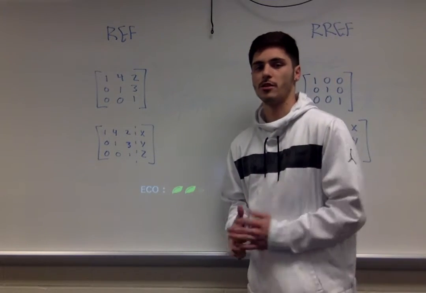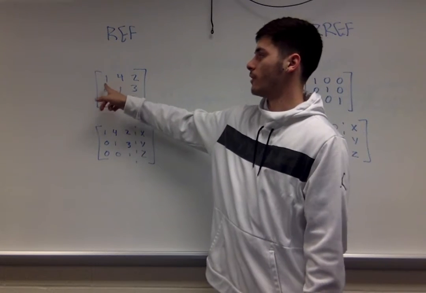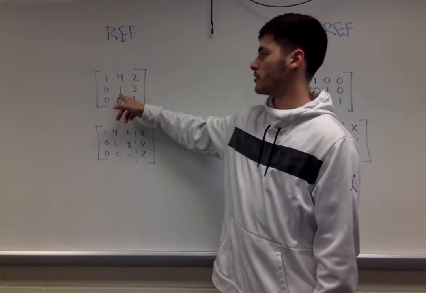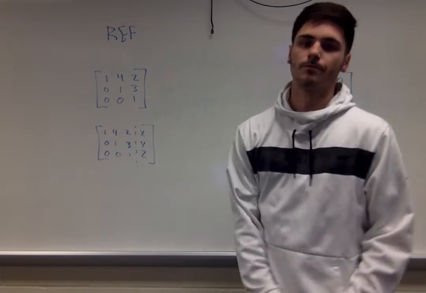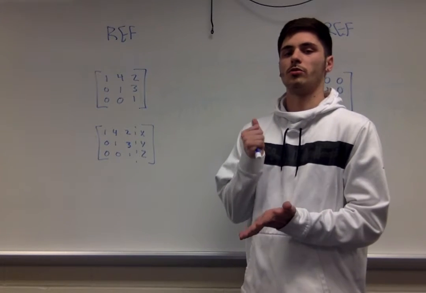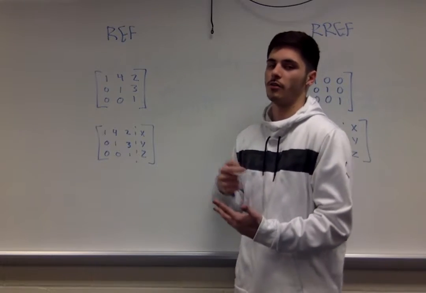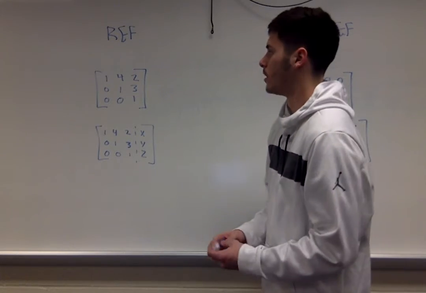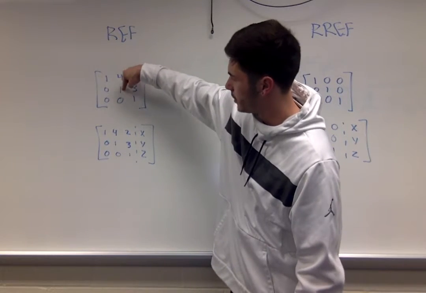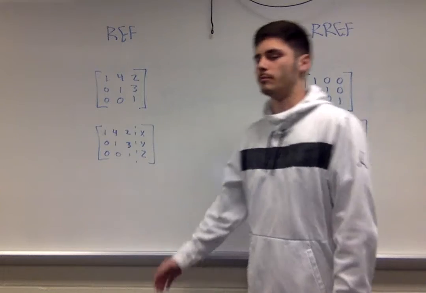Second, for each row that does not consist entirely of zeros, so any row with any values, the first non-zero entry is 1. It's called a leading one. So we see the first value in this row is a 1, the first value in this row is a 1, and the first value in this row is a 1. And the third property: for two successive rows, the leading one in the higher row is farther to the left than the leading one in the lower row. So we kind of get the stair pattern here.